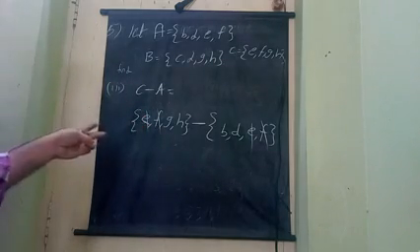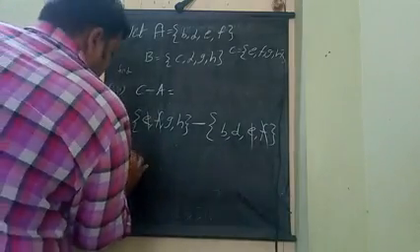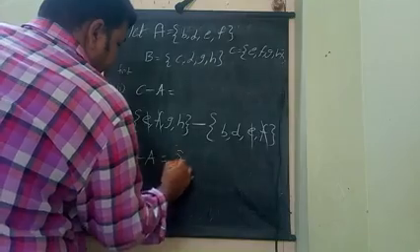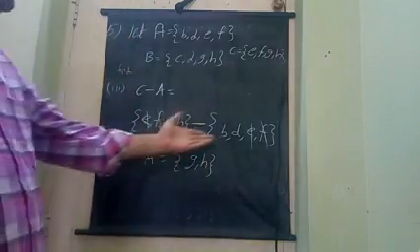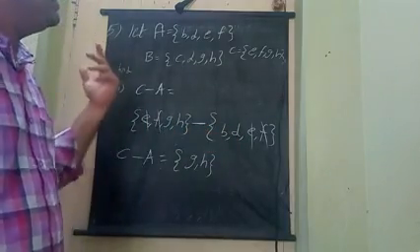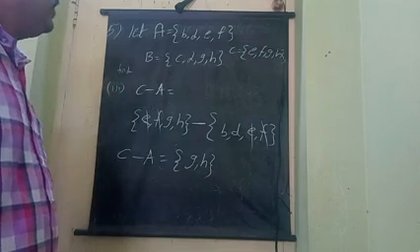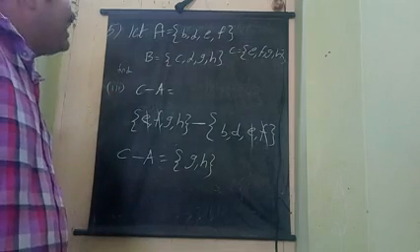How many remain? 2. What are the 2? G comma H. So our answer is G comma H. Here in the second set, how many will be there? No need to take. We have to take only the first one. We will not consider the second one or third one.